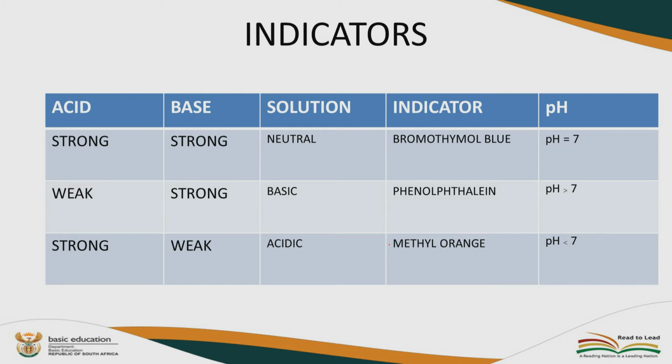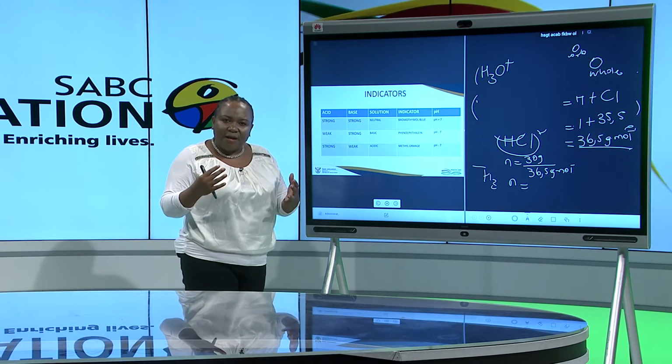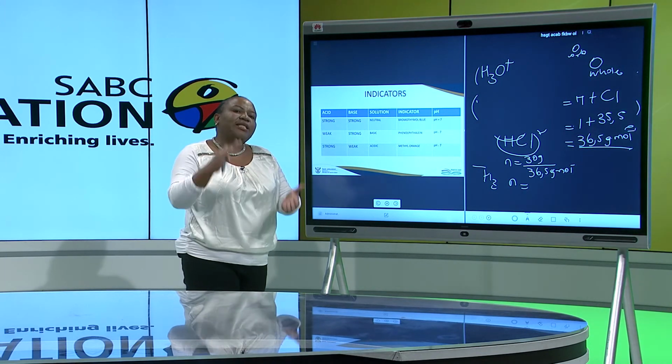Then, when we have a weak acid reacting with a strong base, definitely, from the previous examples that we have looked at of ethanoic acid and sodium hydroxide, we have seen that when a strong base reacts with a weak acid, the solution will be basic. And the type of indicator that we are going to use is phenolphthalein. For phenolphthalein, the pH is greater than 7, meaning that if the pH is greater than 7, that means the solution is basic.